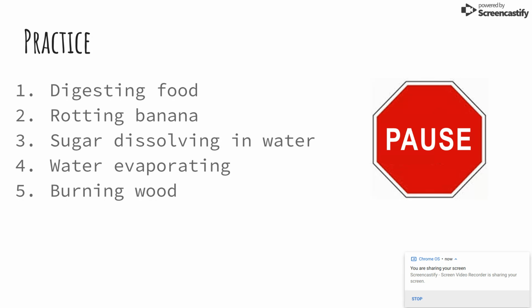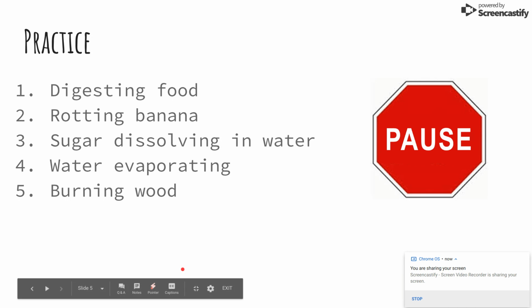And then number 5 is burning wood, because there's heat involved and the wood is going to burn and turn into ash and stuff like that. So I hope this helped you guys review or learn about physical and chemical changes.